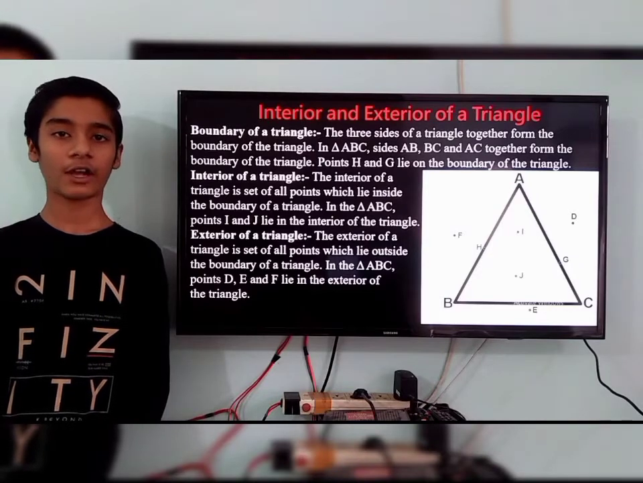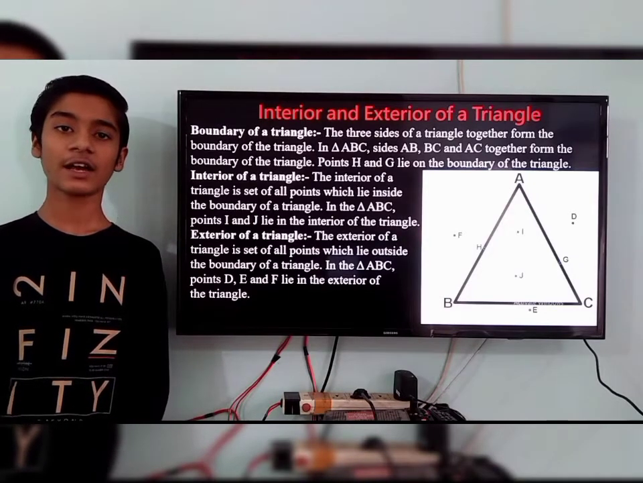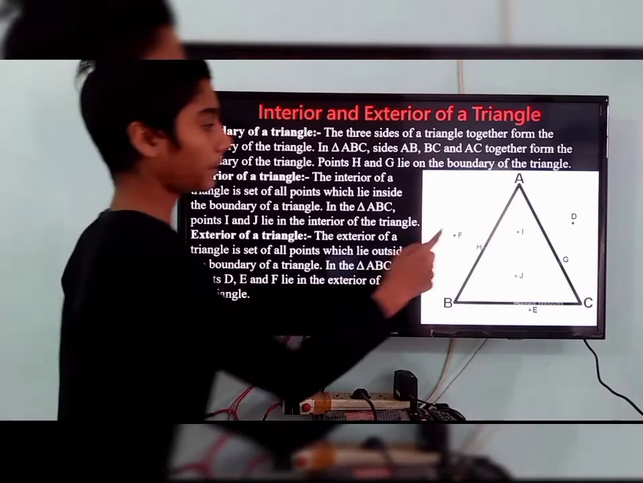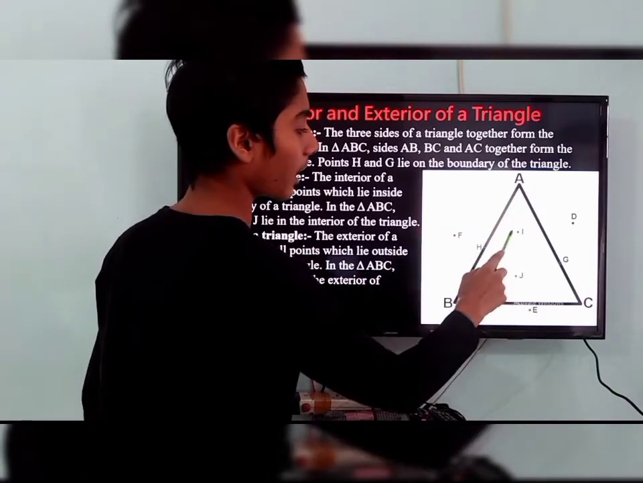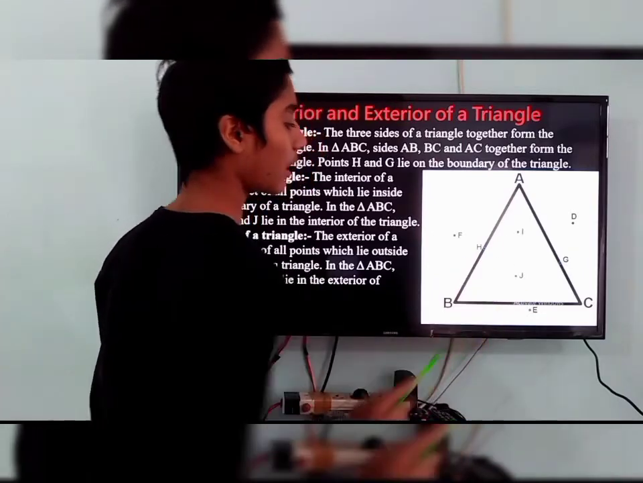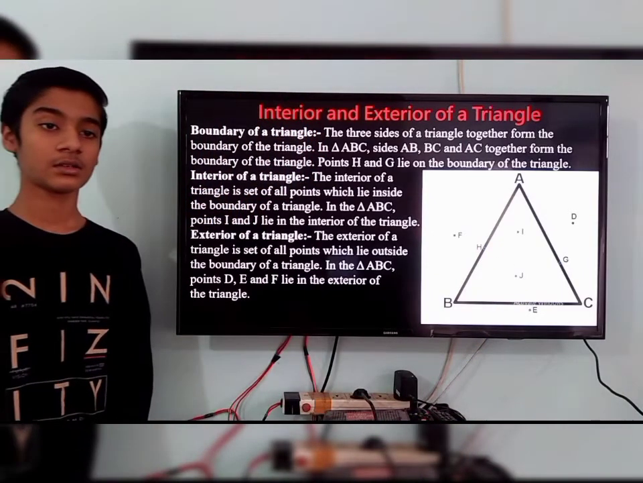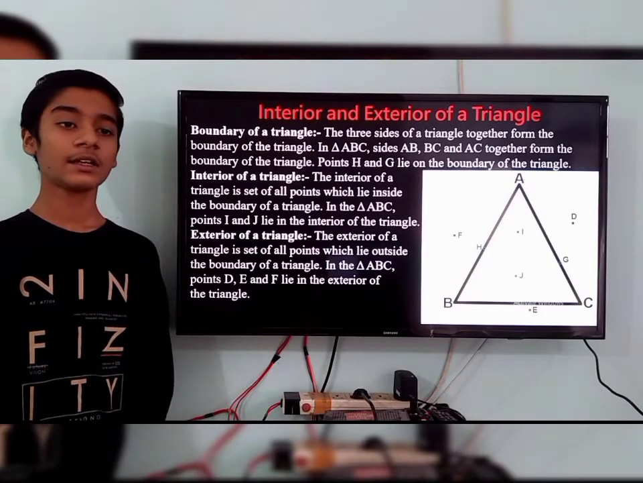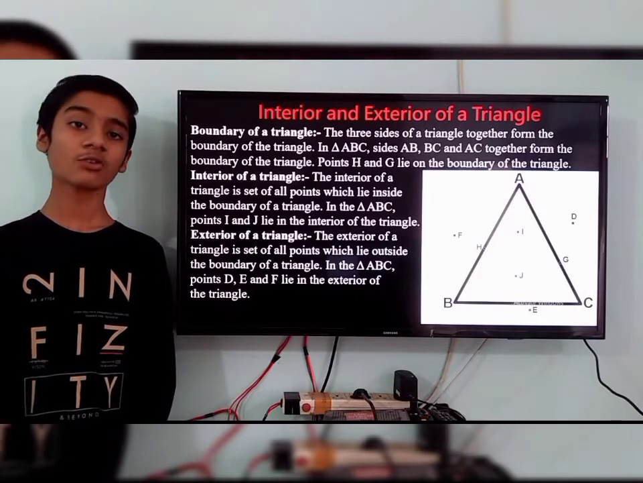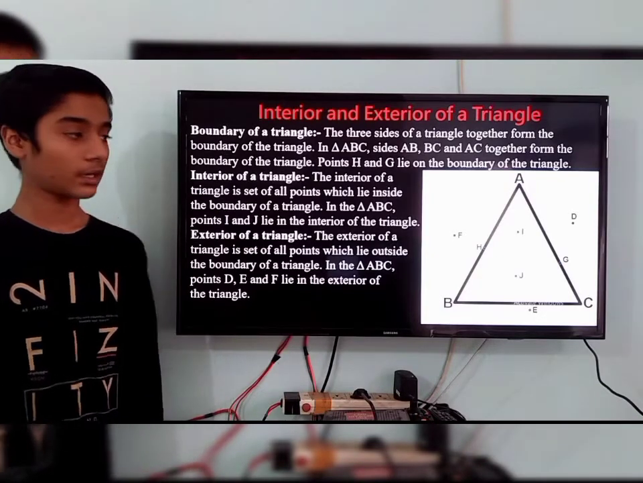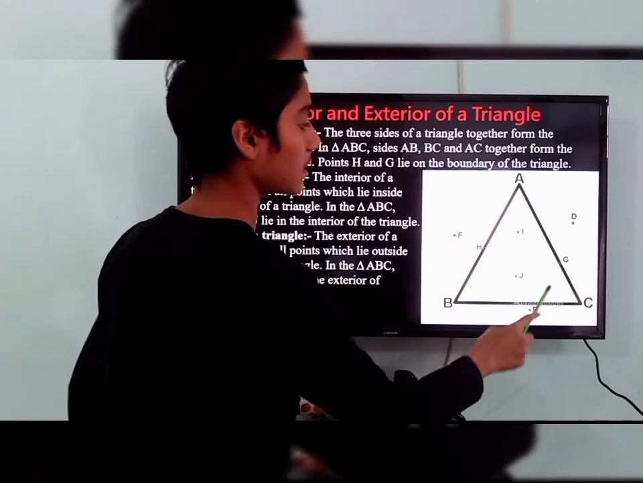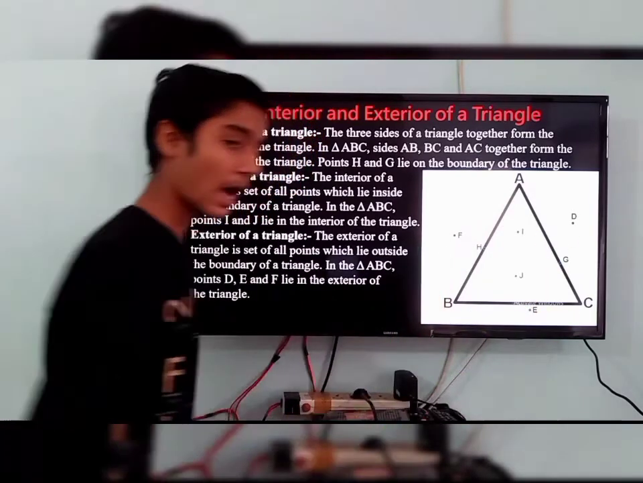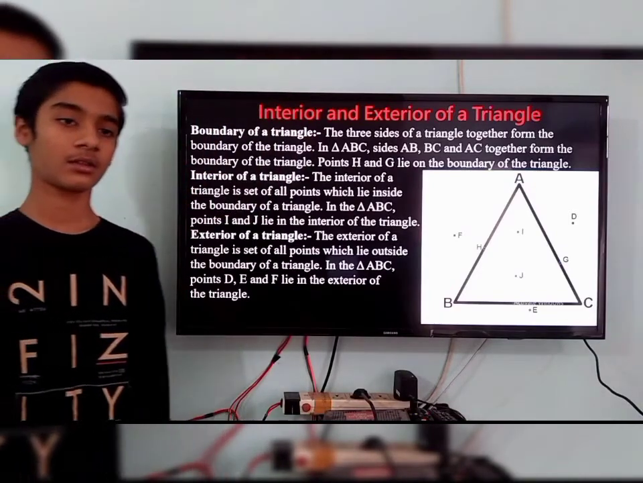The interior of a triangle is a set of points which lie inside the boundary of a triangle. Now in triangle ABC, the points I and J are interior points of the triangle. Exterior of a triangle. The exterior of a triangle is a set of points which lie outside the boundary of a triangle. In triangle ABC, the points D, E and F lie in the exterior of the triangle.